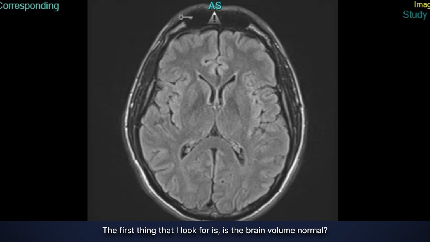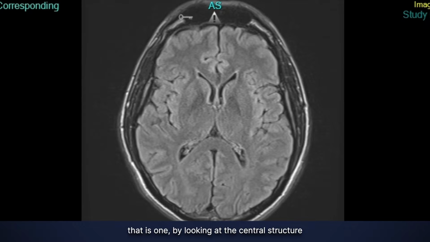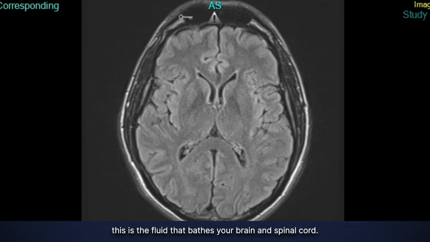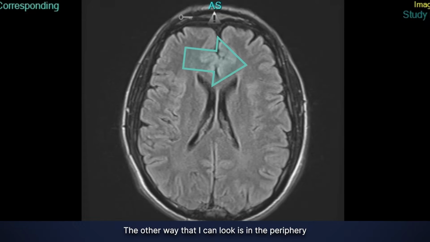The first thing that I look for is, is the brain volume normal? And in this case, it is. The way that I can assess for that is, one, by looking at the central structure called the ventricles, where the CSF is made. This is the fluid that bathes your brain and spinal cord. Now, if this got larger, then that would be an indication that the brain tissue centrally is decreasing, or we're losing volume there. The other way that I can look is in the periphery and between the grooves of the brain. And if that space enlarges, that's an indication that we're losing volume peripherally. In this case, all this looks very normal, no signs of volume loss.